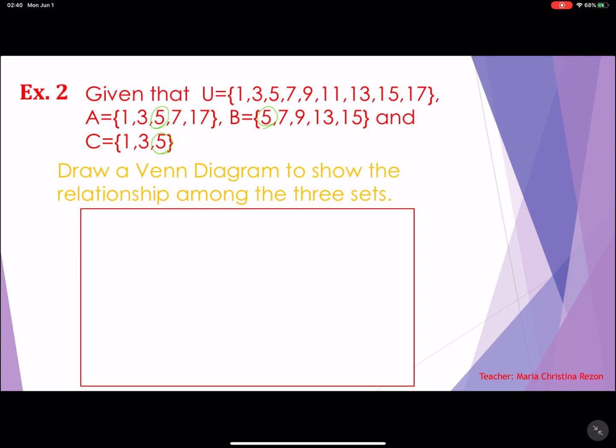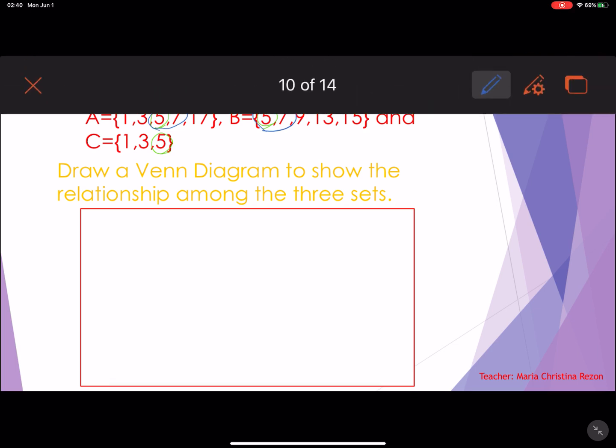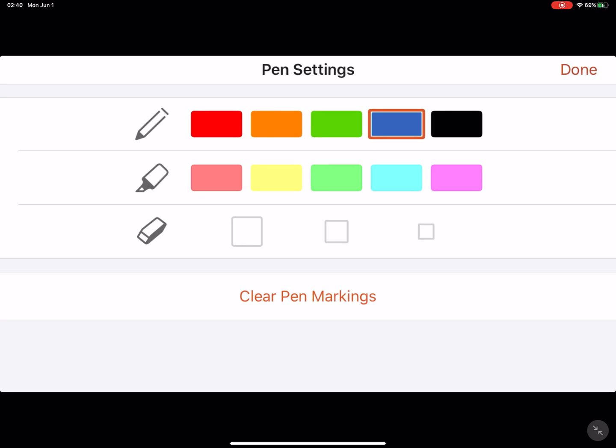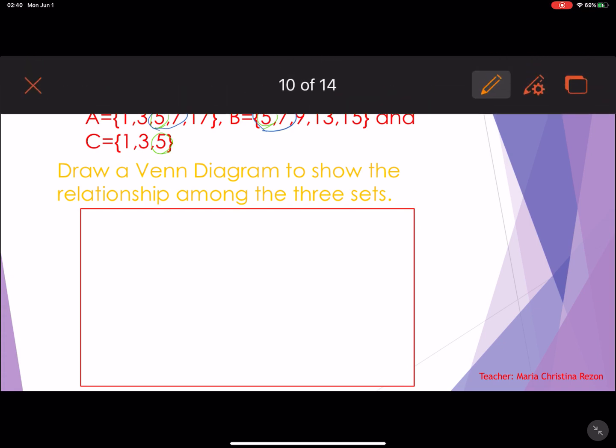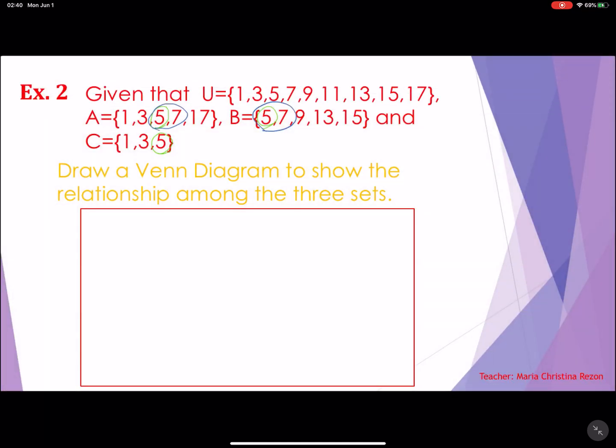So you have these 2 elements between A and B. And then if you try to look at C, for A and C, all the elements of C are in A, therefore C is a subset of A. Now let's do that first.